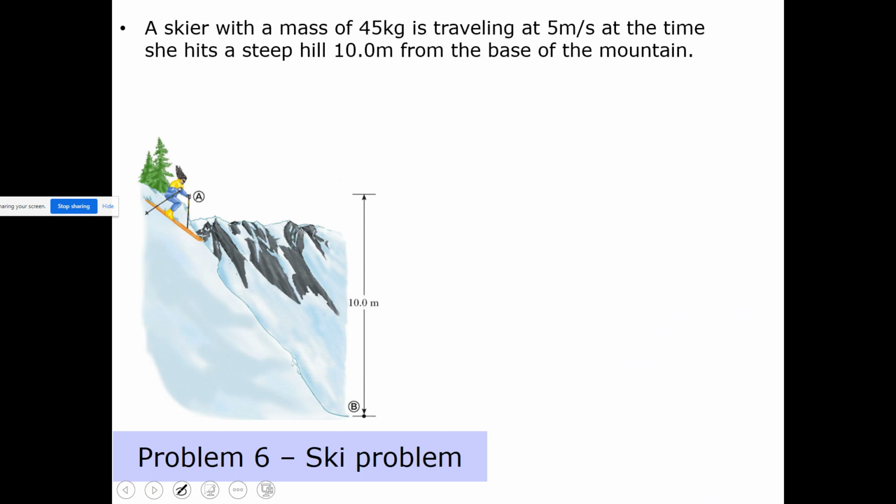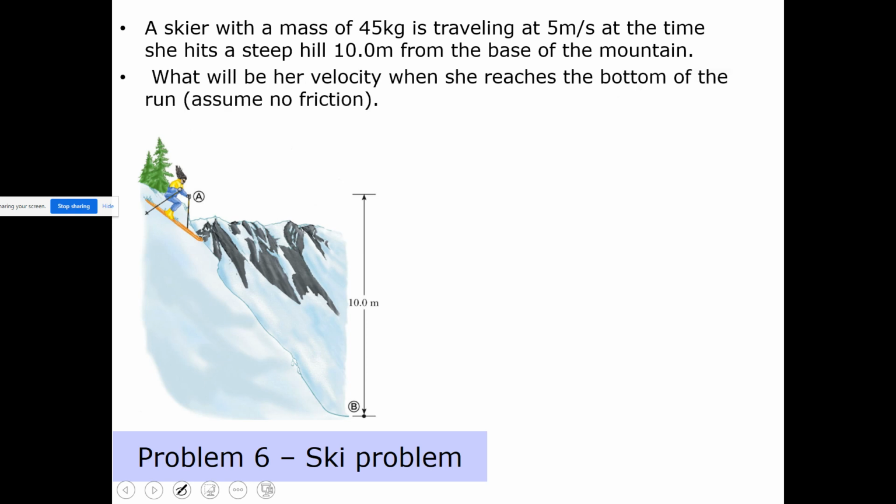Okay, last problem. A skier with a mass of 45 kilograms is traveling at 5 meters per second at the time she hits a steep hill 10 meters from the base of the mountain. So the question is, what is her velocity when she reaches the bottom? So remember, all of the energy that she has at the top is going to be completely transferred to kinetic energy at the bottom. But at the top, it seems like she's got two types of energy. She's got potential energy from being 10 meters high, and she's got a little bit of kinetic energy because she's going at 5 meters per second.